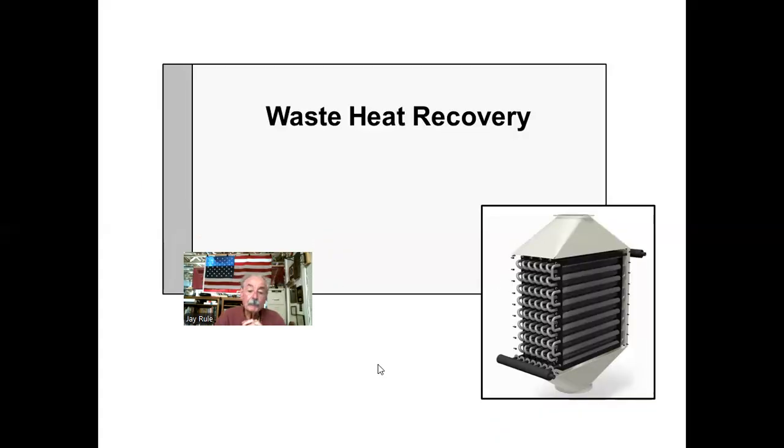Another way of improving thermal efficiency, in other words, reducing the heating load or getting the most you can out of the fuel, air, exhaust mixture, is waste heat recovery. This is a classic example of waste heat recovery in a power plant, called an economizer.